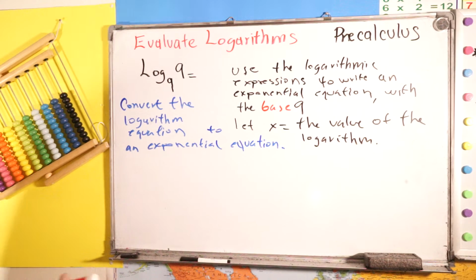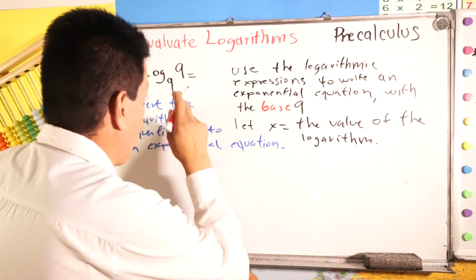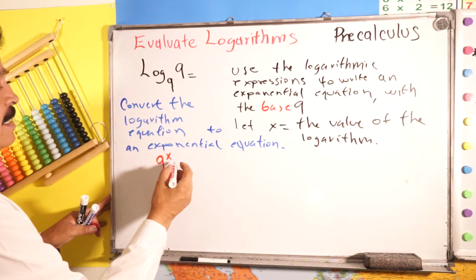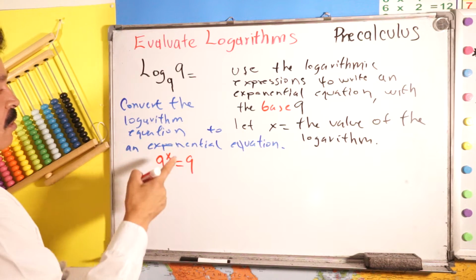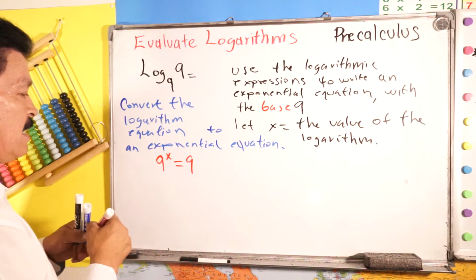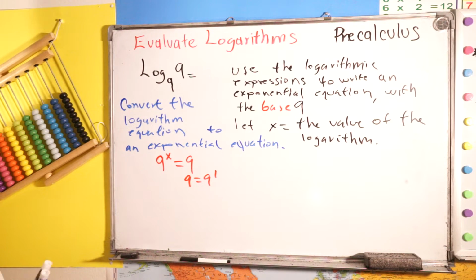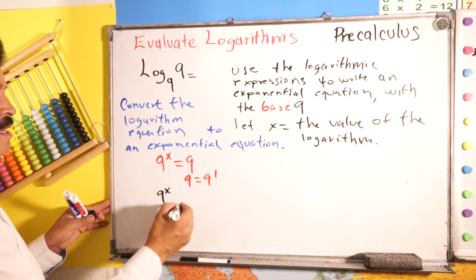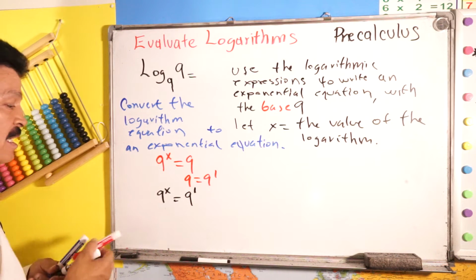All right, so first is very easy. Right here you have this problem. So the first step, write 9 to the x power equals 9. This converts the logarithm equation to an exponential equation. Here 9 equals 9 to the first power. So we have 9 to the x power equals 9 to the first power.